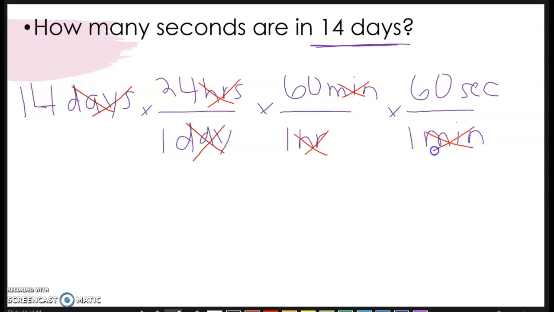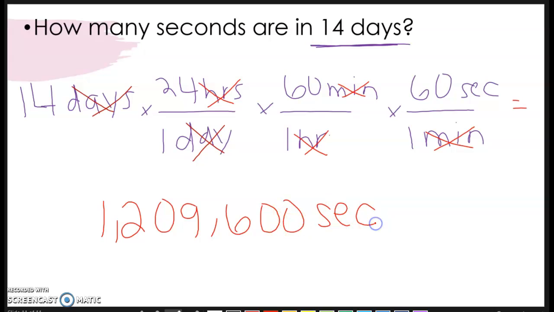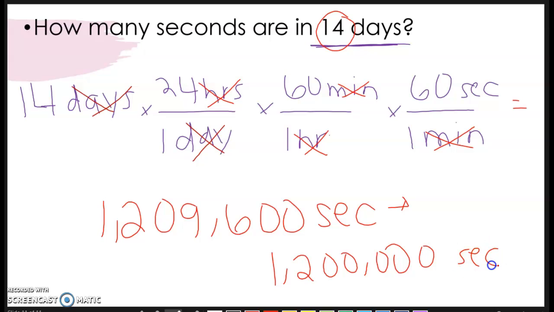Minute, minute. So as you work through these problems, every time you write a new conversion, I would go through, and especially while you're getting used to how you're doing this, cancel out your units as you solve. So days canceled, hours canceled, minutes canceled, I'm left with seconds. And when I type this in, 14 days have 1,209,600 seconds. And with significant figures, this is not correct because 14 days is 2 sig figs. So I'm going to make that 1,200,000 for my final answer.